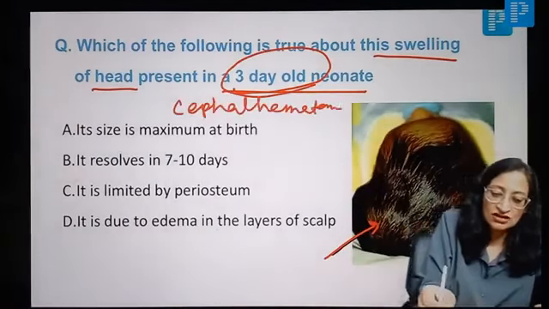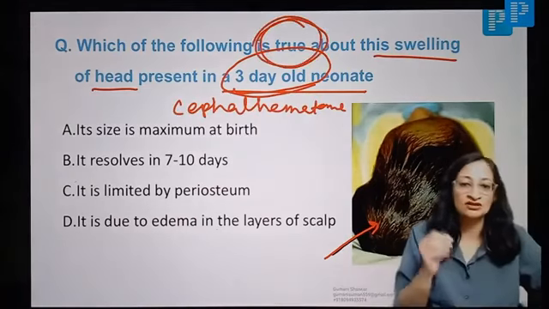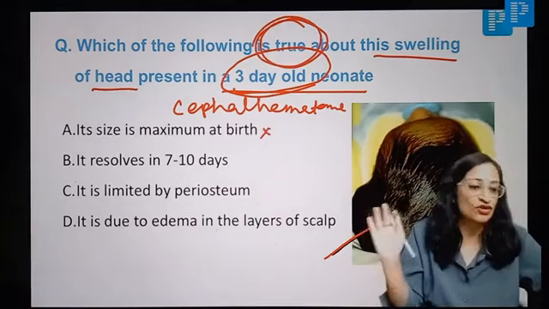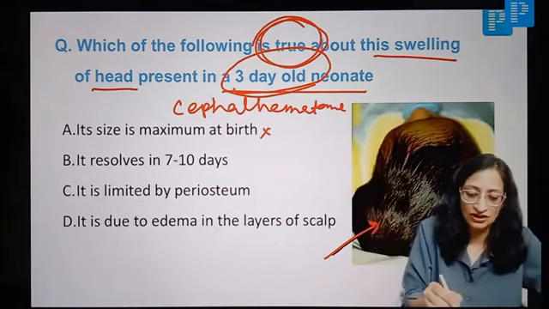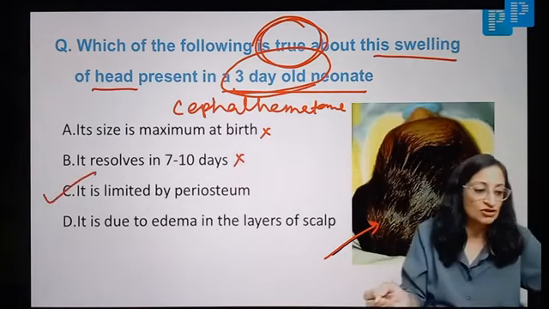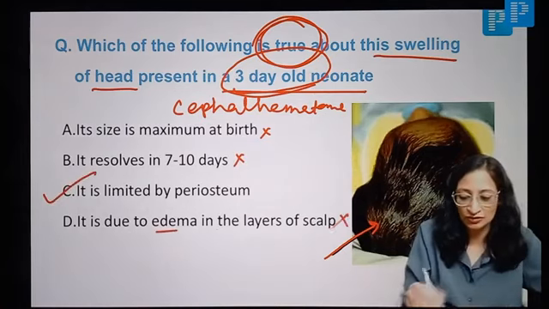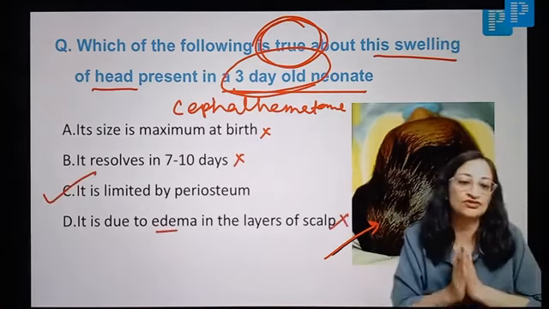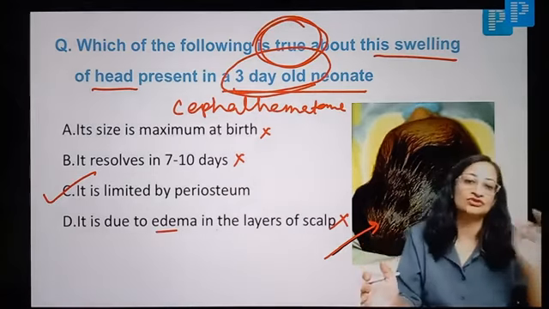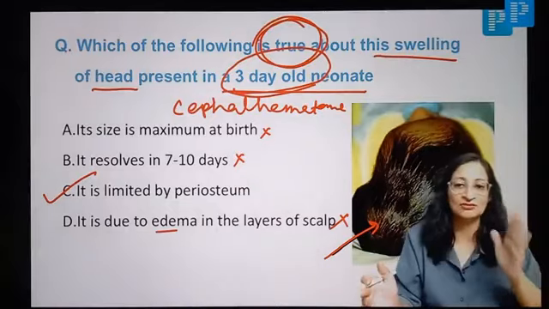Now the question is asking which of the following is true about this. Is the size maximum at birth? No, the size can increase for 48 to 72 hours. It resolves in 7 to 10 days? No, it takes 5 to 7 weeks to disappear. It is limited by periosteum? Yes, it is limited by periosteum. And it is due to edema in the layers of scalp? No, caput succedaneum is due to edema in layers of scalp, not cephalhematoma. Very important: you must be able to identify the swelling and know the differences between cephalhematoma and caput succedaneum.